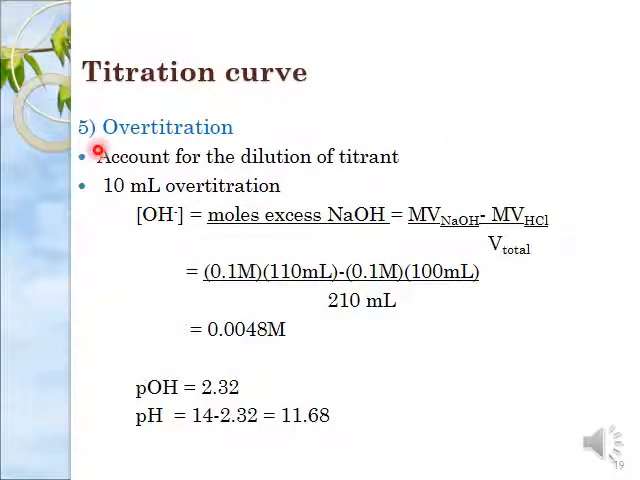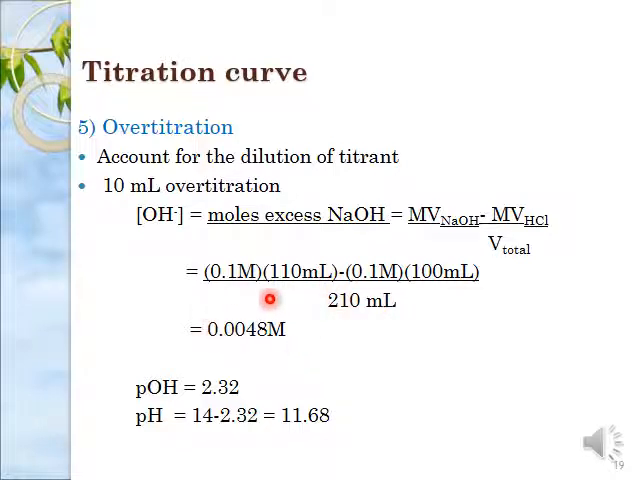So when we over-titrate, we add in the titrant in excess. Let's say we over-titrate by 10 ml, meaning instead of 100 ml of the sodium hydroxide, we use 110. So 110, the volume of the titrant, times the concentration, minus the number of moles of the sample inside. This is referring to the original volume and concentration of the sample, the strong acid HCl. Now the total volume becomes 210.